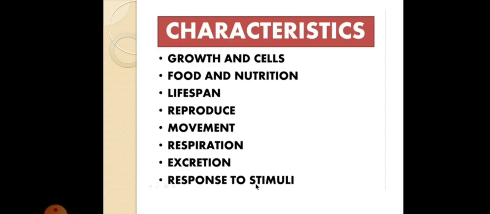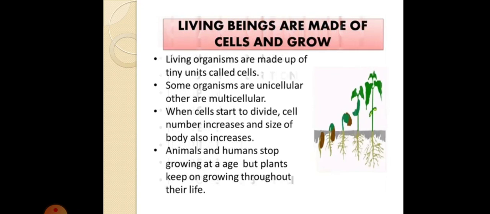Movement. Living organisms can move from one place to another. Respiration. The cells of the body break down the food to release energy, which is known as respiration. Excretion. The waste material of the body is excreted from the body. Response to stimuli. All living organisms respond in various ways to stimuli provided by the surroundings. So let's study the points in detail.